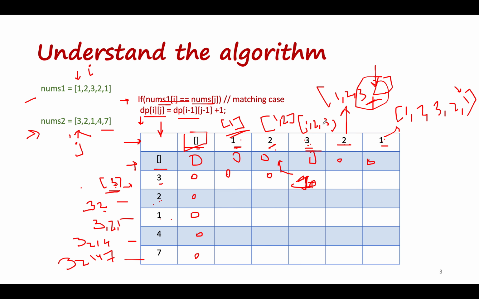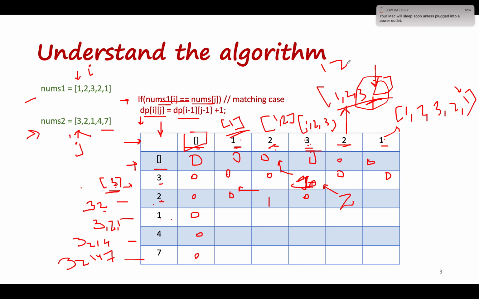Let's continue the process. We have 3 and 2, it doesn't match. 3 and 1, it doesn't match. Next we have 2. 2 doesn't match with 1, so 0. 2 matches with 2. We will check the diagonally up value, it is 0. So 0 plus 1 is 1, so 1 gets added. 2 and 3, it's an unmatching case. 2 and 2, it's a matching case. What you're going to do, you'll go in the diagonally up direction. What is the value there? The value is 1. 1 plus 1 is 2. 2 gets added, and it makes absolute sense because at 2, what is the nums1 array that we have built? 1 2 3 2.